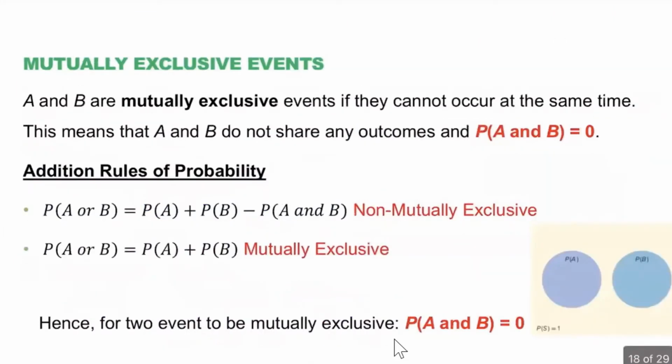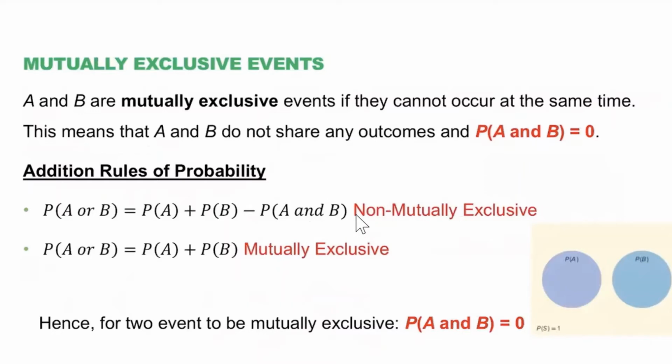Okay. Here is what we have learned so far. We did two formulas for the addition rule. The first one is probability of A or B is probability of A plus probability of B when two events are mutually exclusive, and when two events are non-mutually exclusive, we saw that the probability of A or B is equal to probability of A plus probability of B minus probability of A and B.